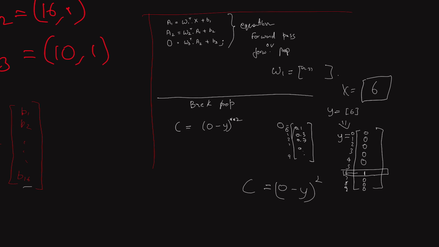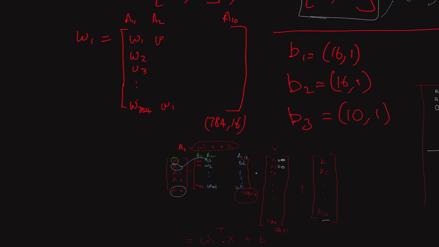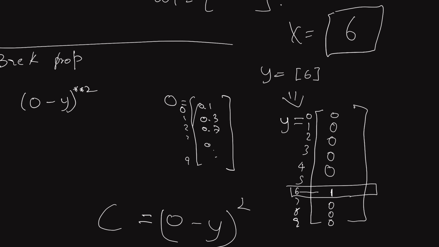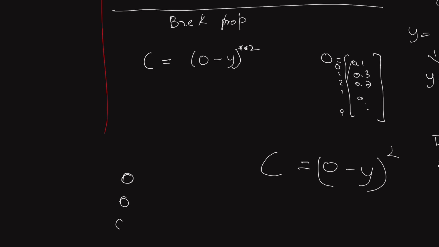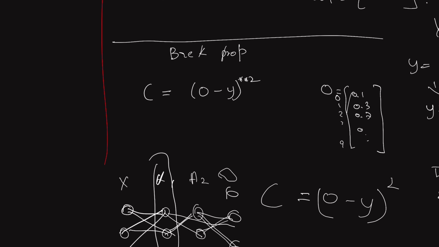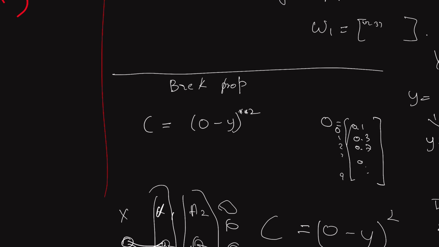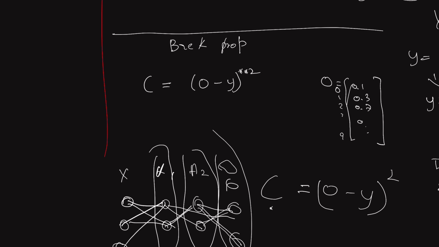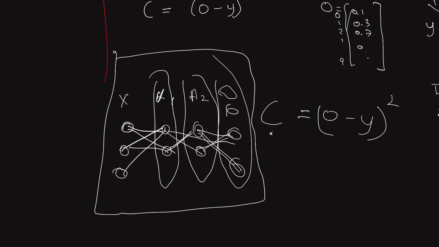Now the assumption here is that the whole network is a cost function. Let me just draw x, a1, a2, o. Okay, let's say this is our network. Now that cost function is the equation of the whole network. Like how a1 is the equation of this layer, a2 is the equation of this layer, o is the equation of this layer, C is the equation of everything in here. I want you to think of it like that. It's an equation of everything.